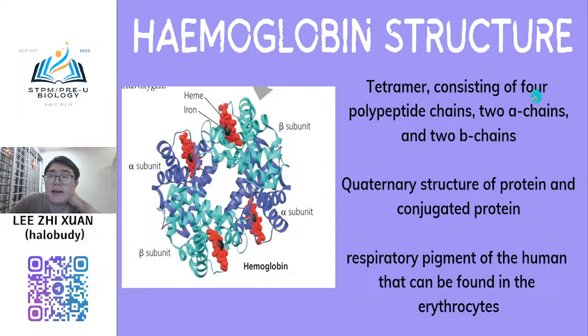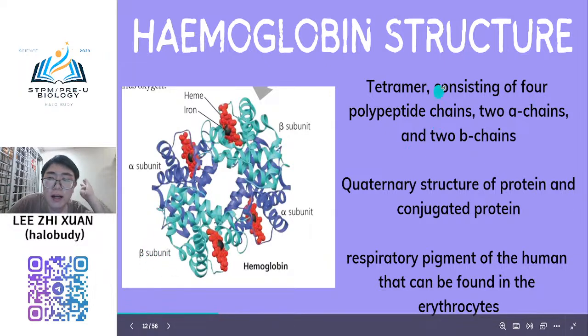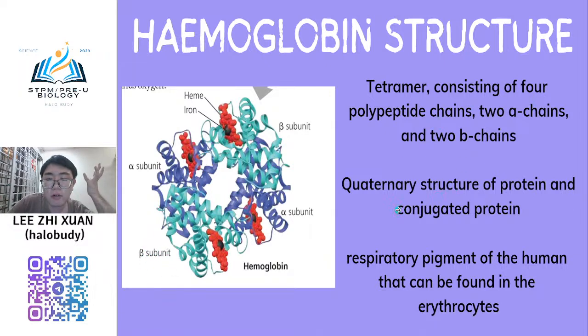Not A and B, because in Canva I cannot use the Greek letters, so I use A and B. But in examination, you need to write alpha and beta, 2 alpha chains and 2 beta chains. So it is one common example of quaternary structure of protein, and it is also a conjugated protein, right? I think all of you already know this because you already learned it in semester 1.